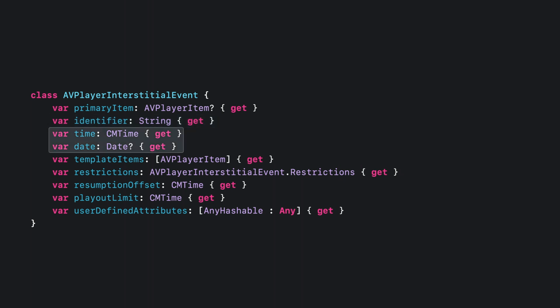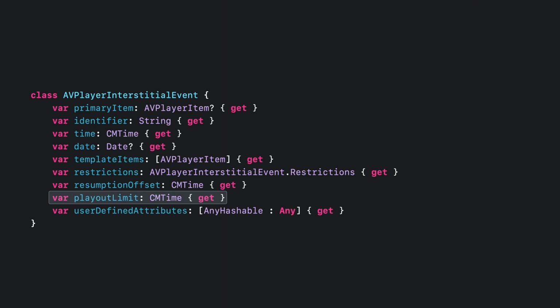The time and date fields specify the start time of the interstitial and media time and date respectively. This would be like the start date attribute. We'd use a copy of the template items to create the interstitial player items that will represent your ad pod. So this is similar to the asset list attribute that we saw earlier. The restrictions property would specify the navigation restrictions for your interstitials. Then we have the resumption offset and playout limit properties that are similar to their date range counterparts.